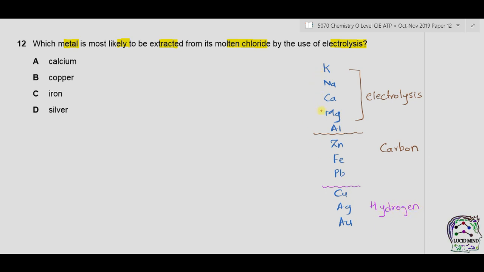So among these metals, the most reactive ones go through the electrolysis process. So we have calcium, which can be done through electrolysis. Copper does not need electrolysis, iron does not need electrolysis, silver does not need electrolysis. The answer is therefore A.